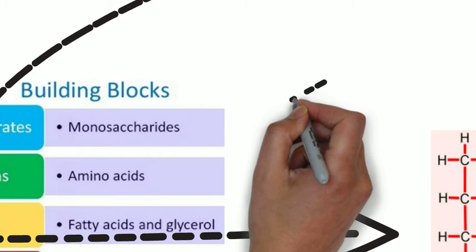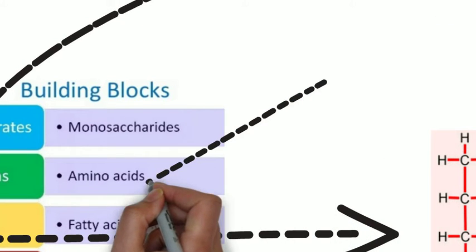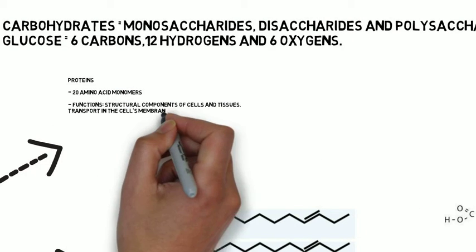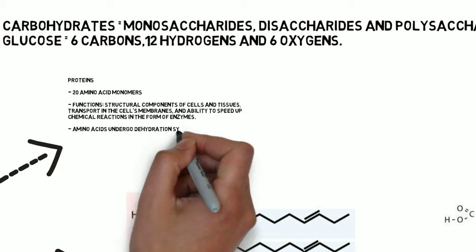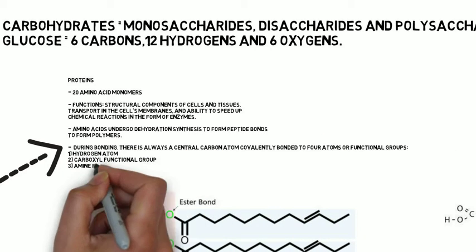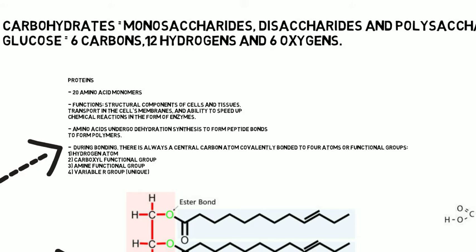Proteins are polymers made up of different combinations of 20 commonly occurring amino acid monomers. Proteins have a wide variety of functions, including structural components of cells and tissues, transport in the cell's membranes, and the ability to speed up chemical reactions in the form of enzymes. Amino acids are the monomers of proteins. Amino acids undergo dehydration synthesis to form peptide bonds.